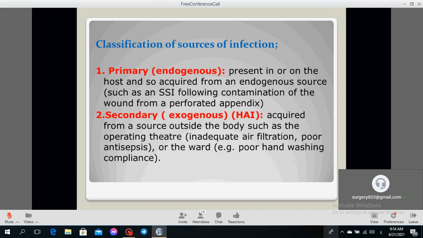as for example, and most commonly, the operating theater or the ward. In the operating theater, from inadequate sterilization or antiseptic measures, or in the ward due to poor hand washing, or when there is handling of the wound with a contaminated instrument in the ward, or even poor care of the wound in the post-operative period. These are exogenous or hospital acquired. This naming, hospital acquired, is from the hospital, either from the operative theater or from the ward.